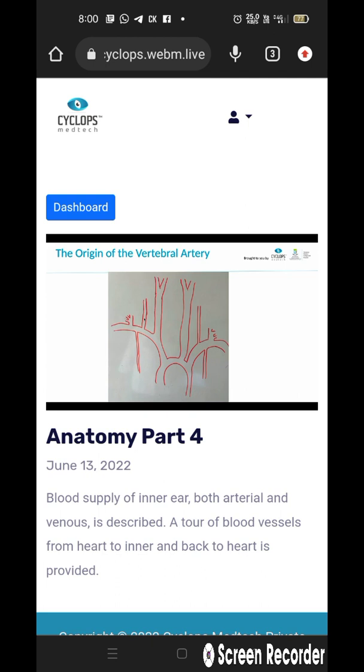Now, because the vertebral artery branch supplies both the inner ear and also a significant part of the brain stem, afterwards it forms the basilar circulation, we'll come to that. So, it is a very important artery for both the inner ear and the lower part of the brain stem and the cerebellum. Now, there is one condition that we should be aware of in this origin.